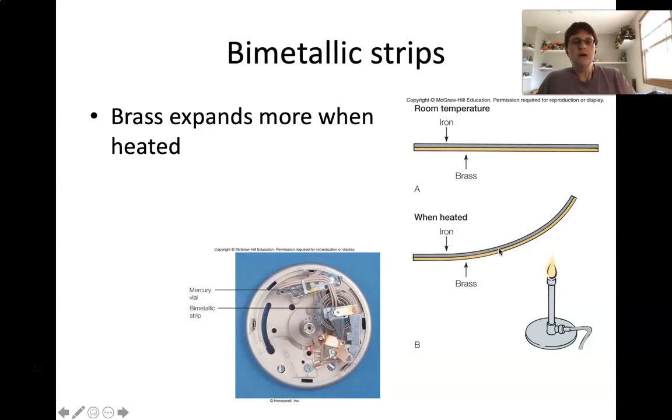And so when these two are together in a strip and you heat them up, the strip is going to bend towards the iron because the brass has actually expanded more. This is something to keep in mind if you do some metal work where you're working with two different types of metals. That might cause some effects that you don't want, or you can use them to do some effects that you do want.